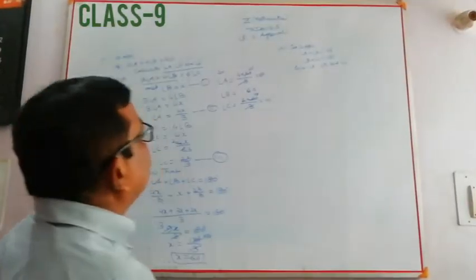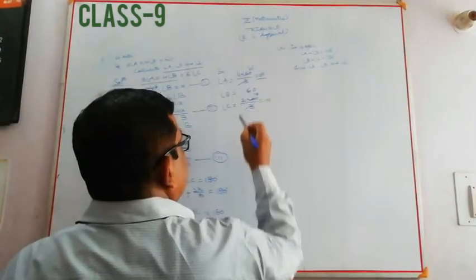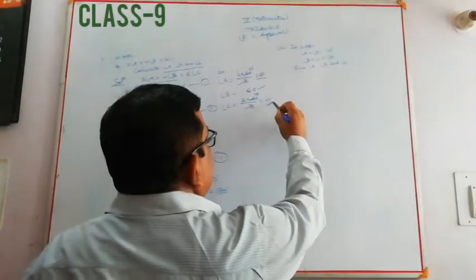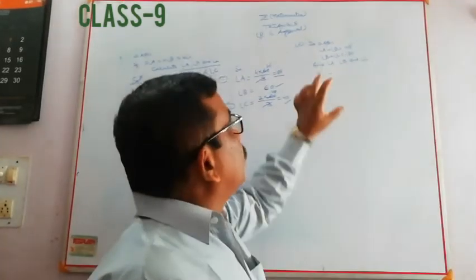It means the value of A, B and C is: angle A is equal to 80 degree, angle B is equal to 60 degree, and angle C is equal to 40 degree. And that's your answer. Question number 2 is what?